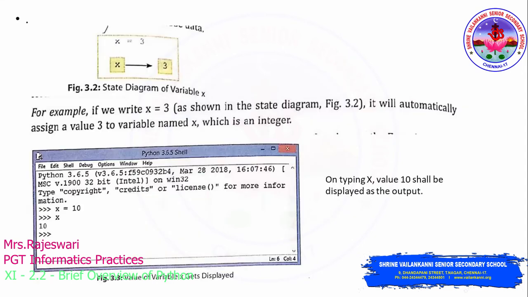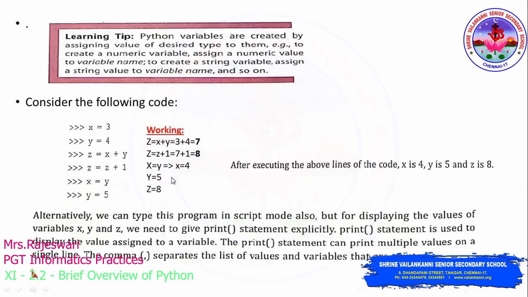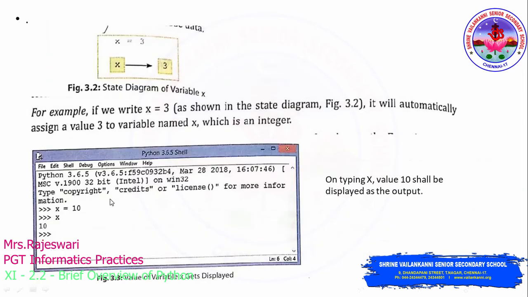Now, look at the state diagram of variable x. So x is equal to 3. The same thing they have given again and again. x is equal to 3 means 3 is a value which has been assigned to the variable x. And in Python, if you type this, what will happen? See here, x is equal to 10 they have given. So x will store the value 10, and this x will act like a container.